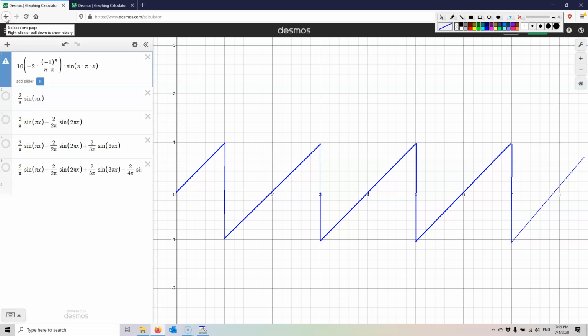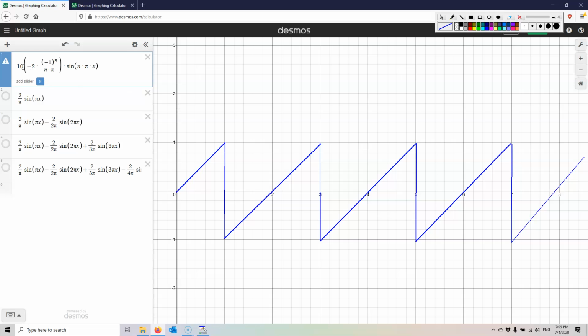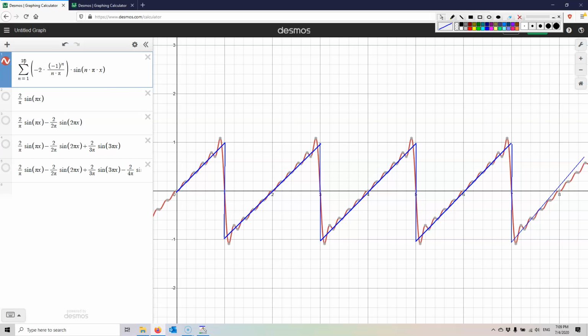I did mess up, didn't I? Oh no. Let me type this in again. Goodness. Alright, sum from n equals 1 to n equals 10. There we go. Not sure what happened.